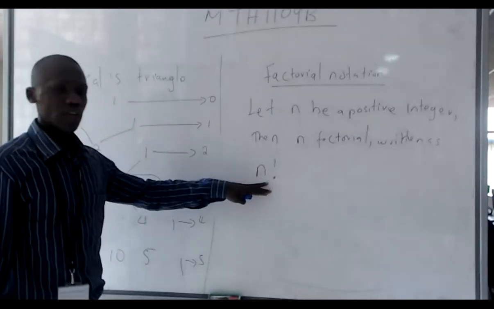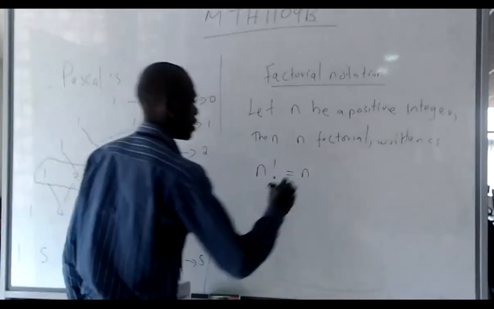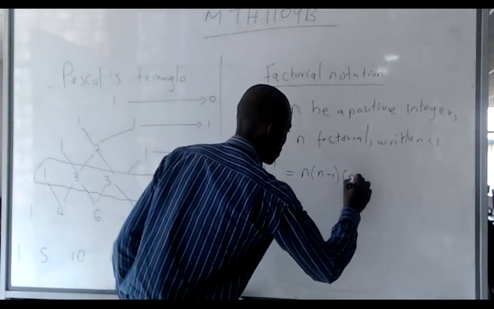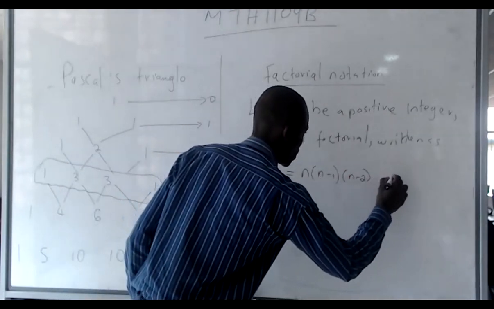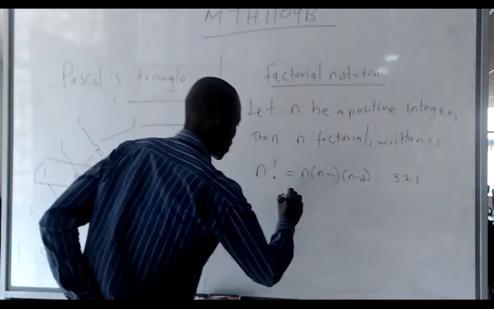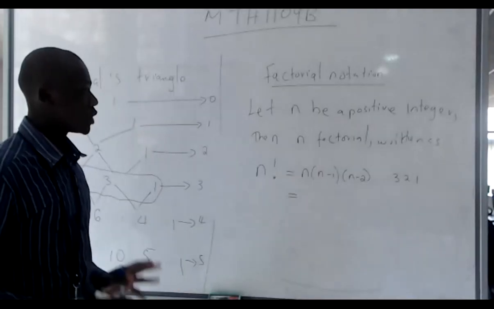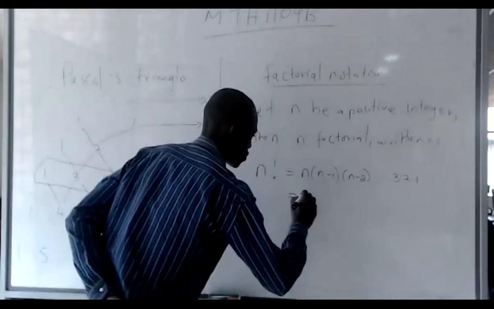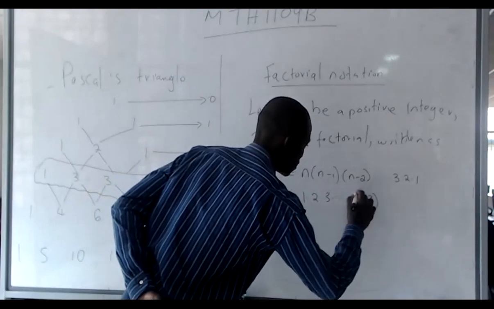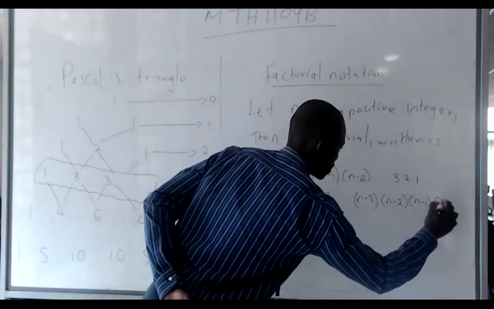So this is read as n factorial. And it means you're taking n, you multiply by n minus 1, multiply by n minus 2, you keep on doing this until you get to 3, 2, 1. Or another way of doing it, because we know multiplication is associative and commutative, I could start from 1. So 1 times 2 times 3, all the way to n minus 3, n minus 2, n minus 1, then n.